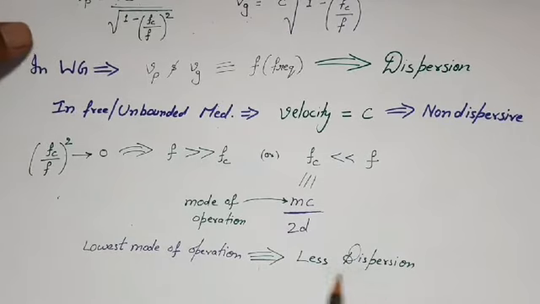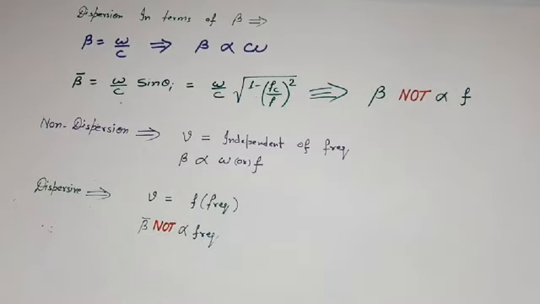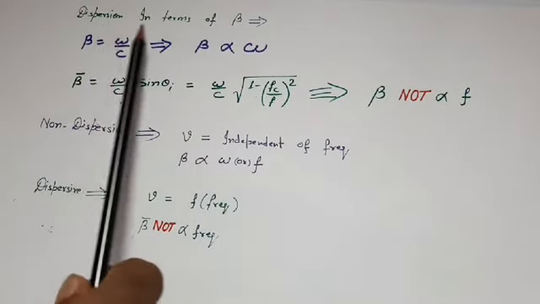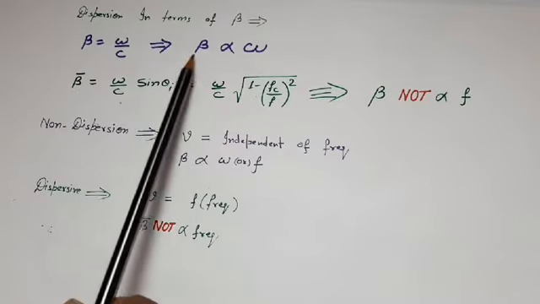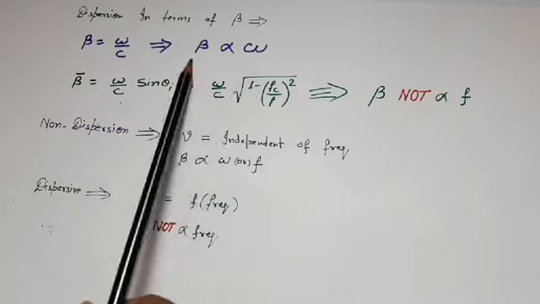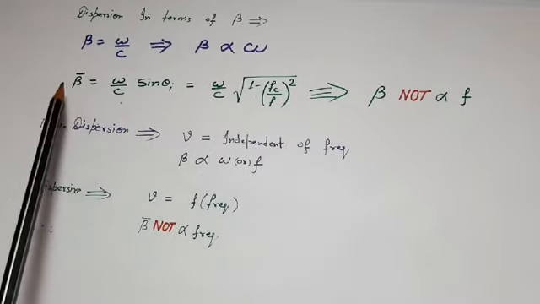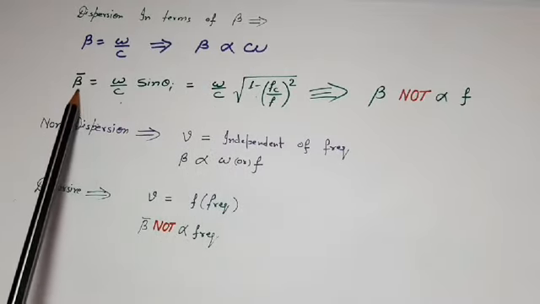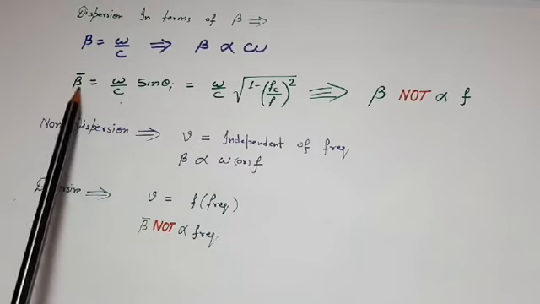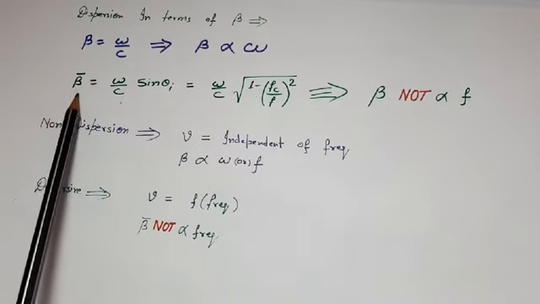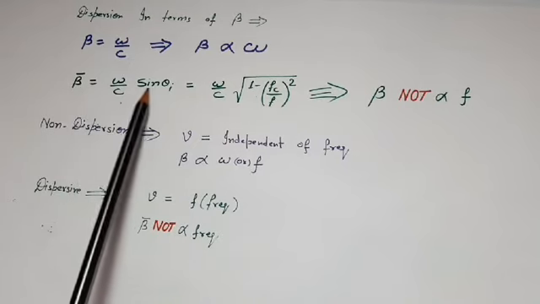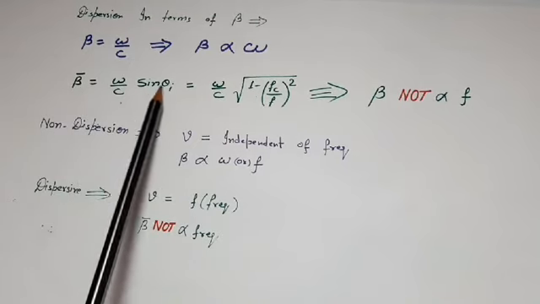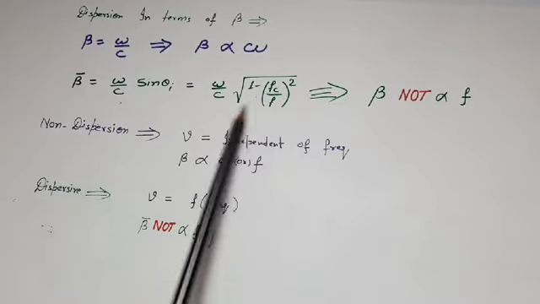We can understand dispersion effect in terms of phase constant also, as generally for free space unbounded medium beta is equal to omega upon c. It means beta is directly proportional to frequency of operation, but in case of bounded medium, that is waveguide, the effective beta is beta bar, which is responsible for the propagation of energy in z direction, and beta bar is omega upon c into sine of theta I, that is square root of 1 minus fc upon f whole square.